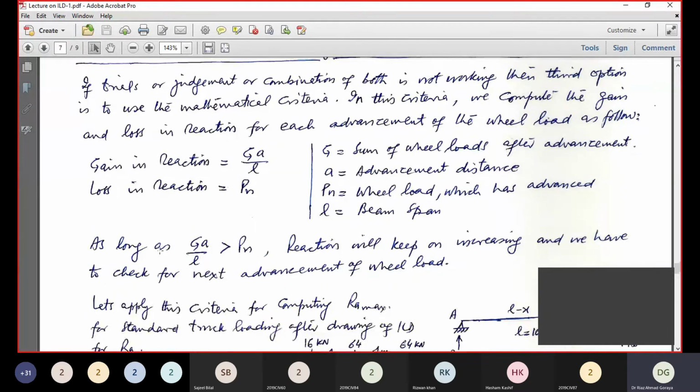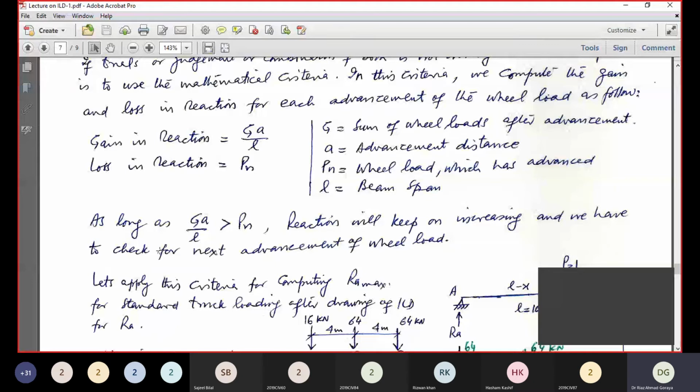Now, as far as GA over L is greater than Pn, that means as far as the gain in reaction is greater than the loss, reaction will keep on increasing, and we have to check for next advancement of the wheel load. Now, the wheel which reverses this condition is the wheel when placed at the maximum ordinate will give the maximum reaction value.